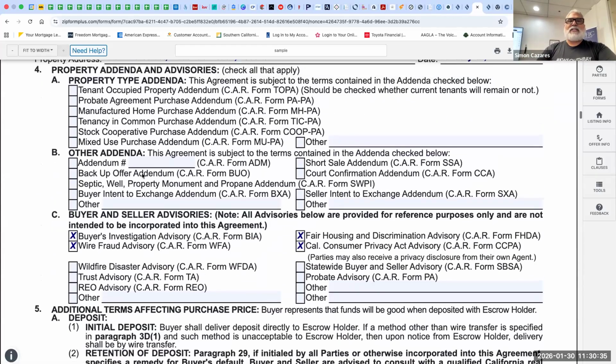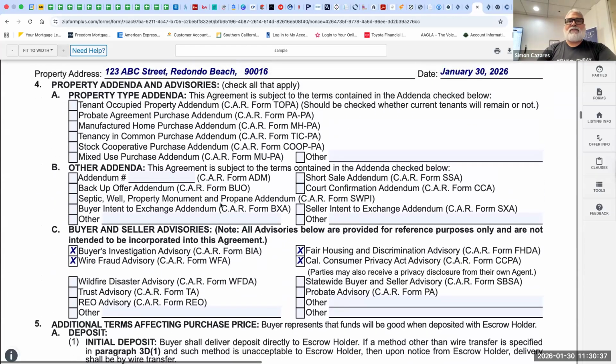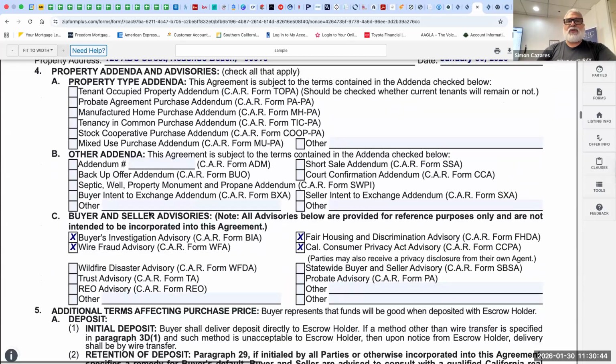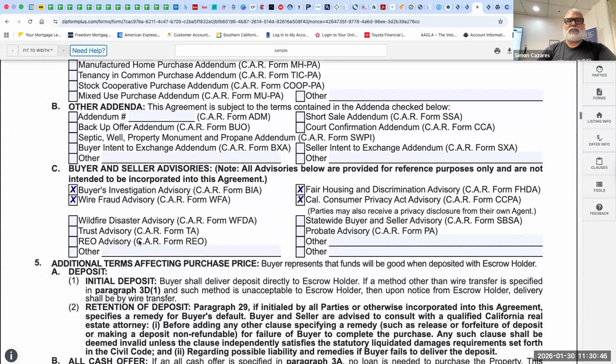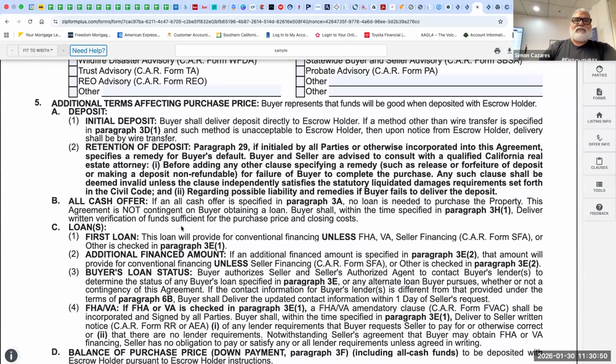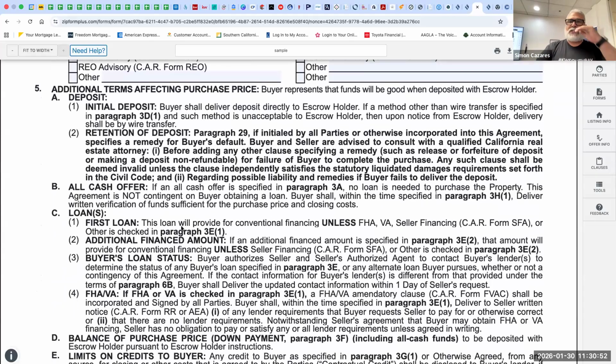The next is the advisory. It's pretty self-explanatory. If you know that the property is in a probate, manufactured home, if it's tenants in common, which is very few and far between, if there's any backup addendums, then you would check the appropriate box. Section 5 goes into the language, which is pretty self-explanatory. And I think I gave you the logistics of how the deposit is protected and ultimately can be forfeited if the buyer breaches the contract.